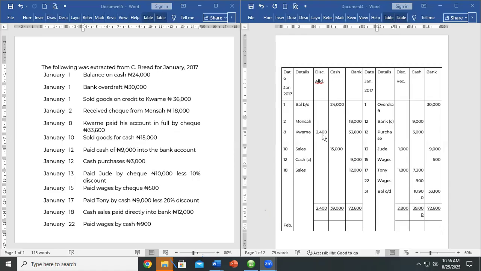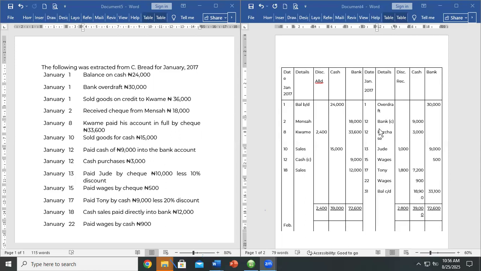So we have sold goods for cash on the 10th. If you are selling goods and you are receiving cash, you debit that in your cash book. So 10th, sales 15,000. Then we have paid cash into the bank. So we are paying cash into the bank, we debit bank and credit cash. And you see that contra entry being shown here on the 12th, right? Okay.